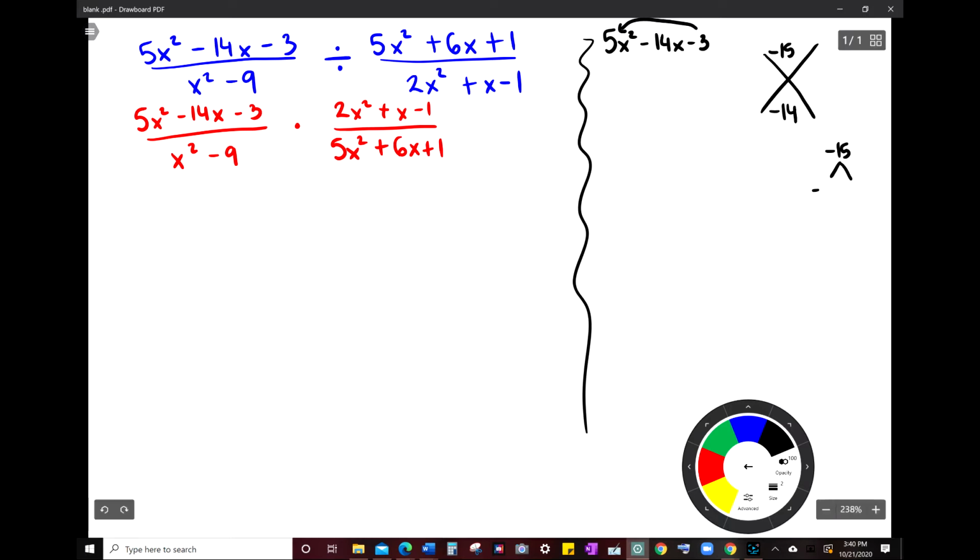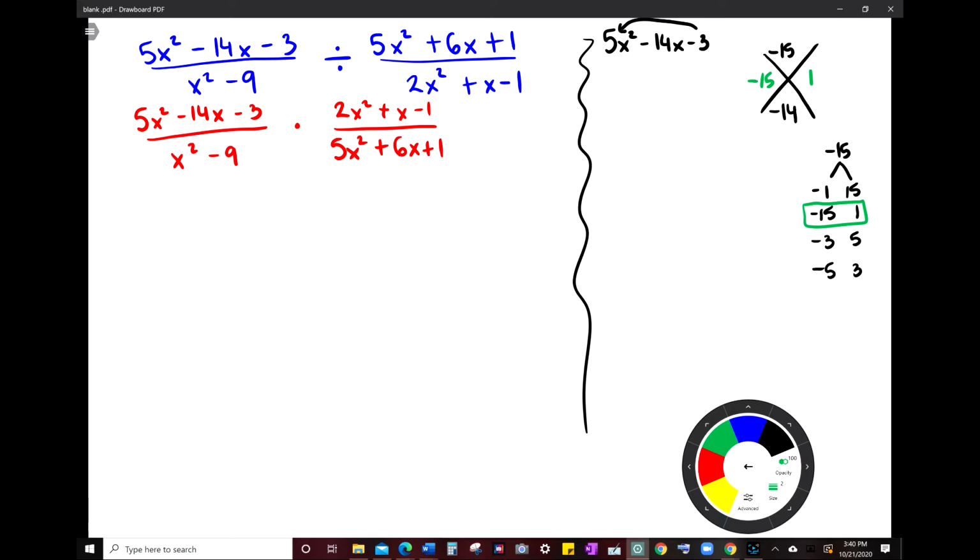So I may have negative 1 and 15, or negative 15 and 1, or negative 3 and 5, or negative 5 and 3. Now I will see which pair, when I add them up, gives me negative 14. This will be the one. Negative 15 plus 1 gives me negative 14. So I have the two numbers right here, which are negative 15 and 1.